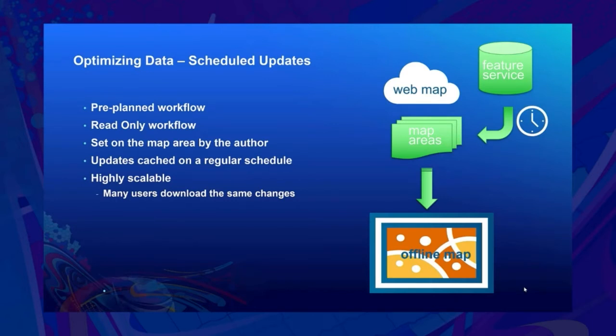So that means when you come to sync your offline map, we don't have to download the whole area again and the whole geodatabase again. We can simply take those very small change files and apply them into the local offline map copy to get you up to date with the latest state of the map area itself. And this is highly scalable. Many users can download all of those changes at the same time with almost no overload, and it's extremely quick.